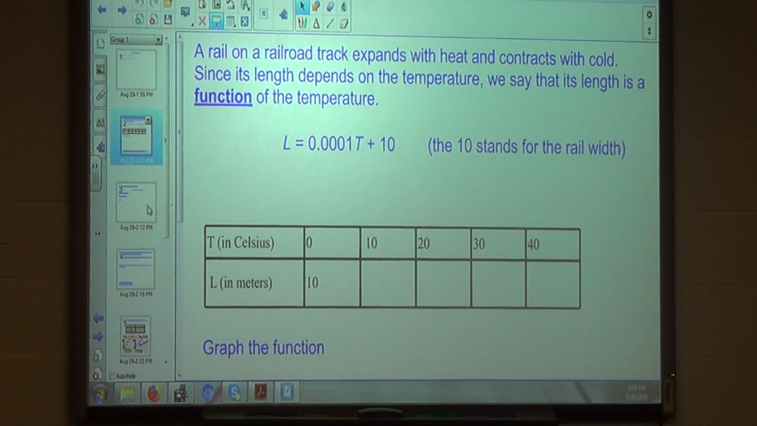Alright, so this is lesson 1-4, linear functions and models. First slide here says a rail on a railroad track expands with heat and contracts with cold. Since its length depends on the temperature, we say that the length is a function of temperature.